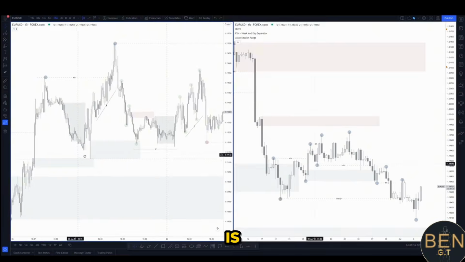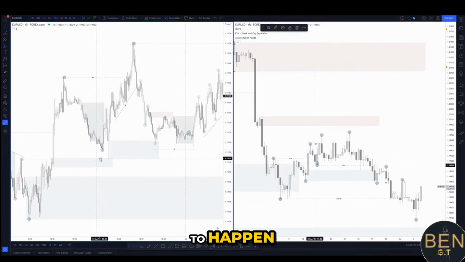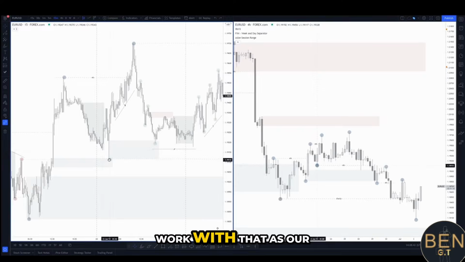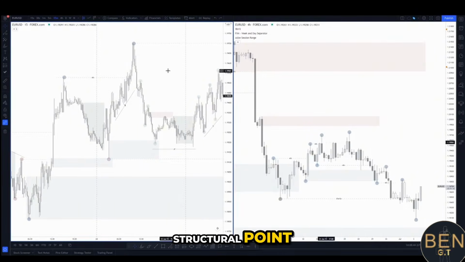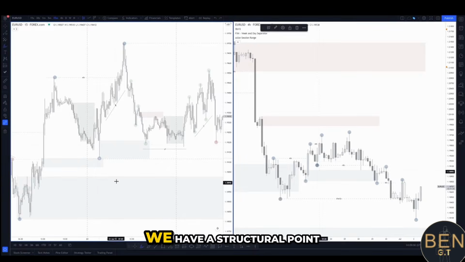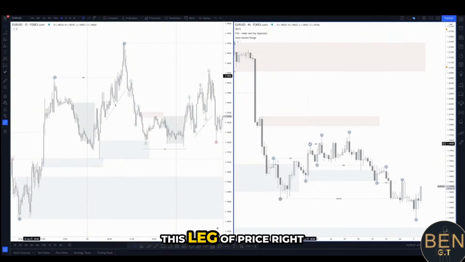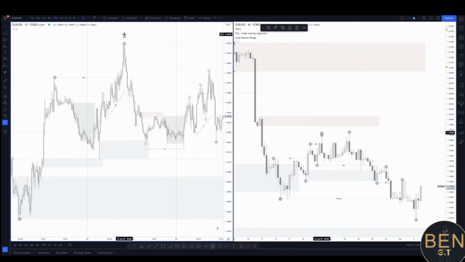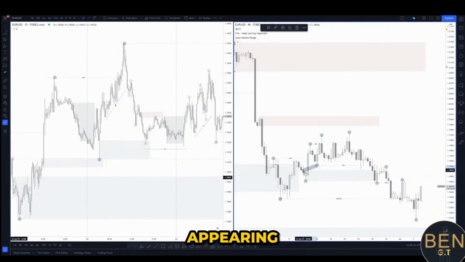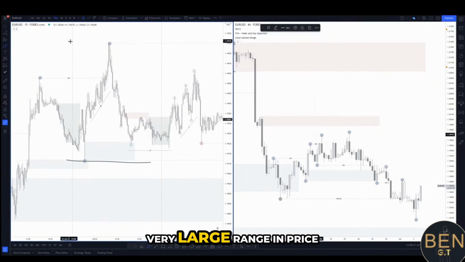And what we're doing now is we're just waiting for more confirmation as to what's actually going to happen. Got that. That's our structural point. And what we can see when we're looking at the 4-hour as well as the 15-minute, we have a structural point that is mapped. We're basically caught within the range of price, this leg of price right here, which is from this low to this high. Not sure why that's not appearing. And as we can see, price is caught in a very large range in price.